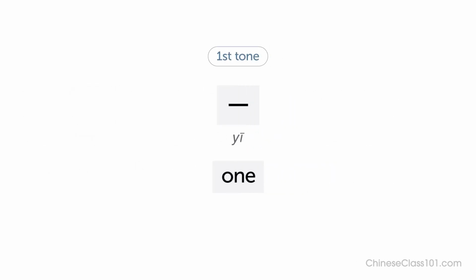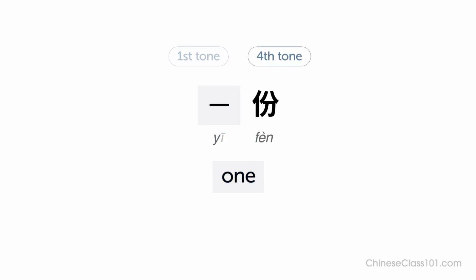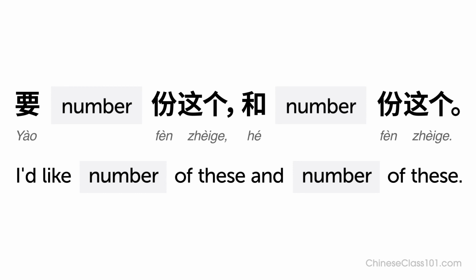Pronunciation note. When 一, one, is followed by a fourth tone, it changes to the second tone, such as 一份. Here is the variation pattern. 要 number 份这个和 number 份这个. I'd like number of these and number of these. You should be aware of this pattern, but you won't need it for this lesson.